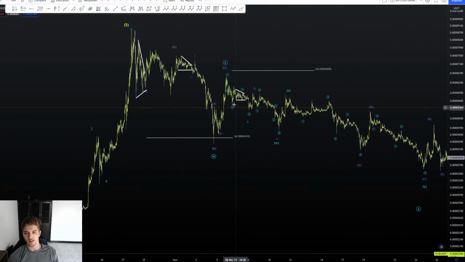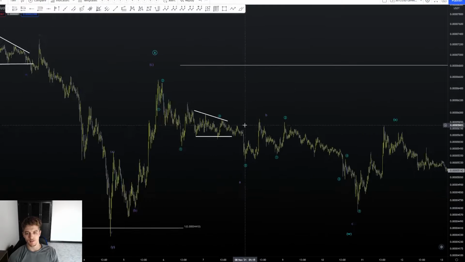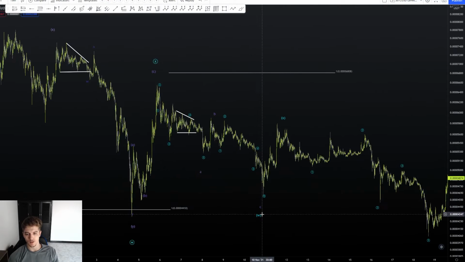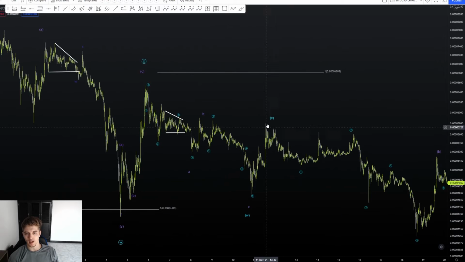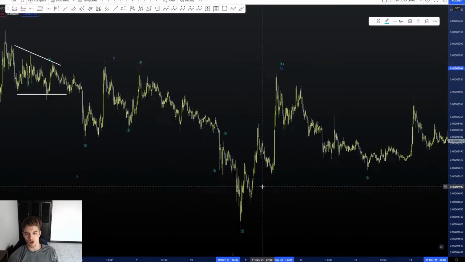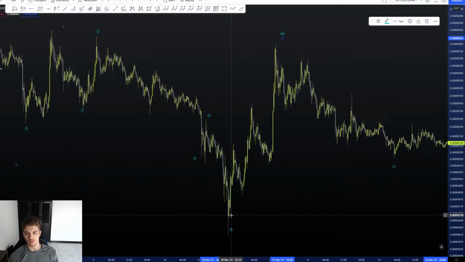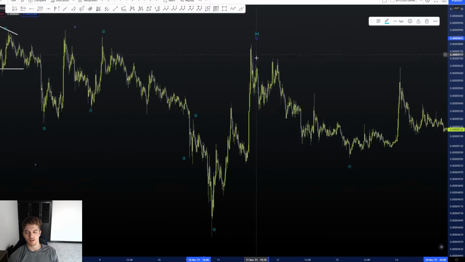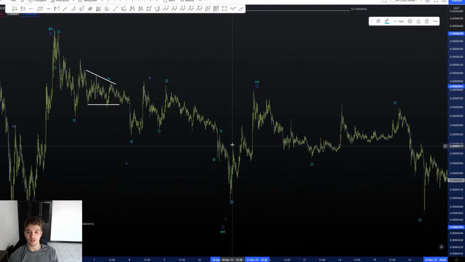Then this section right here, we have an A, B, C zigzag for a minuet wave W. Then moving on, we have a minuet wave X, which would probably be some sort of zigzag. It might be an A, B, C, something like that. The subdivisions on these altcoins do not always make perfect corrective structures, so we kind of have to give them a little bit more leniency.